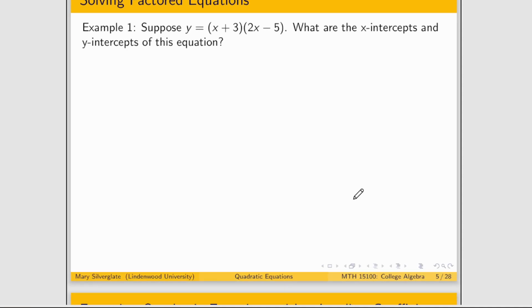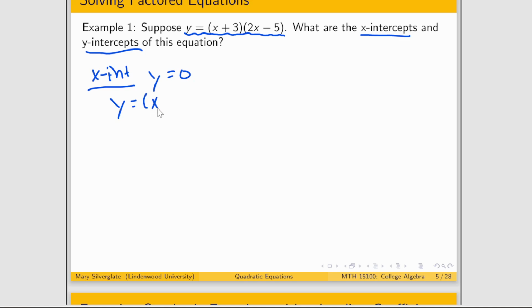So let's use the zero product property in action. Let's say you're given a quadratic function in this factored form. We'll go over how to transform between factored and unfactored form shortly, but let's say this is the equation that you are given, and you're asked to find the x-intercepts and the y-intercepts. Well, if it's an x-intercept, how do I find those again? I plug in y is 0.